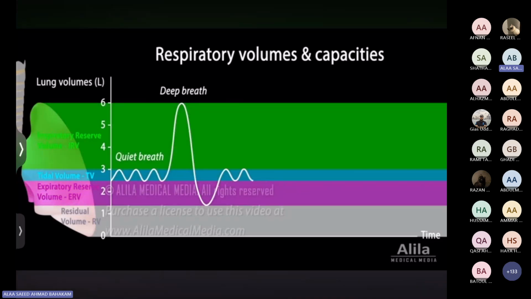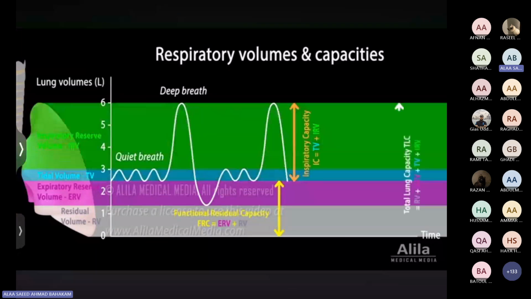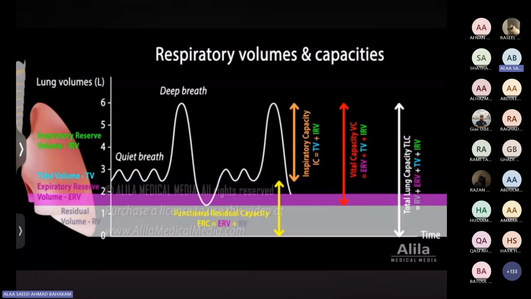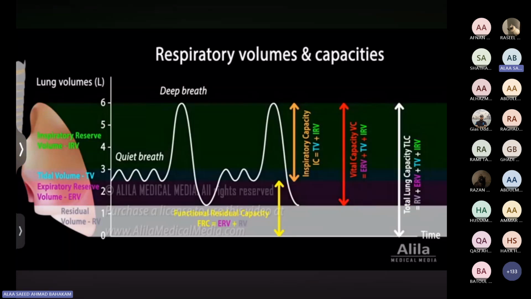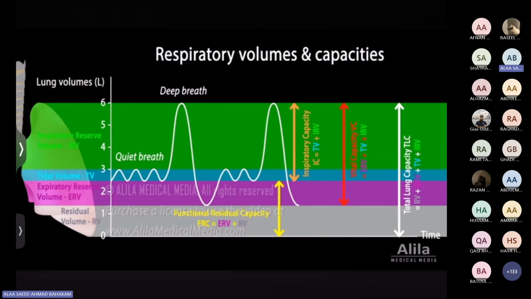These volumes are used to calculate other parameters called respiratory capacities. Inspiratory capacity, IC, the maximum amount of air that can be inhaled after a quiet exhalation. Functional residual capacity, FRC, the amount of air remaining in the lungs after a quiet exhalation. Total lung capacity, TLC, and vital capacity, VC, the amount of air that can be exhaled with maximum effort after a maximum inhalation. This is basically the volume of the deepest breath the lungs can possibly handle and is an important indicator of pulmonary function, as well as strength of respiratory muscles.